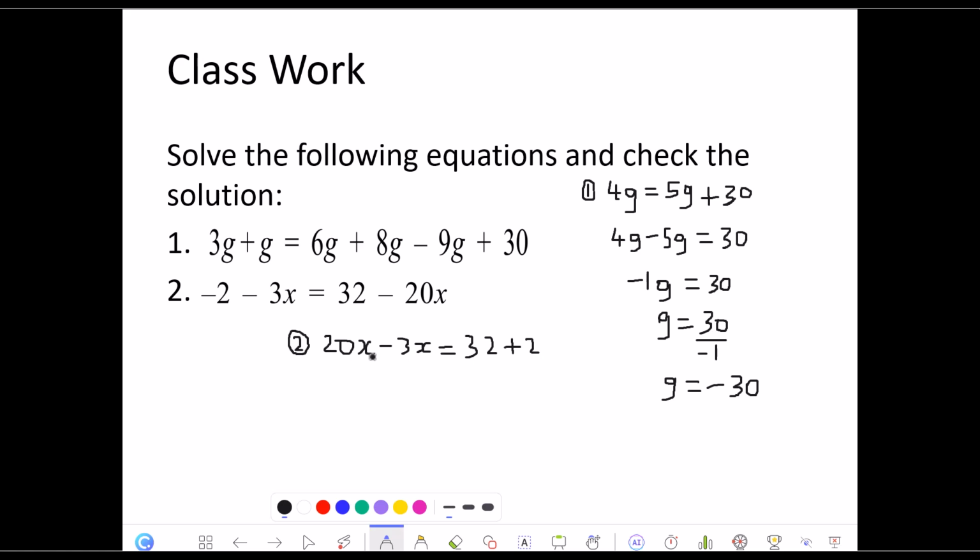The work is over. 20 minus 3, you have your 17. This is 17x equals to 32 plus 2, you have your 34. Let me erase this. So you have your 34. Then finally divide both sides by 17 so that x will stand alone, which will now be 34 divided by 17. And you know the answer already. 34 divided by 17, your answer is 2. That means x is 2 in this question.